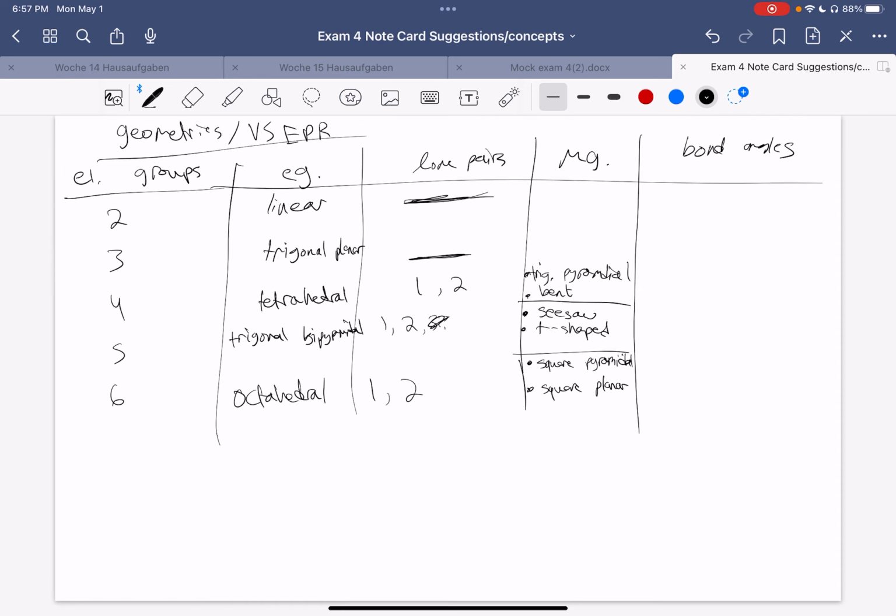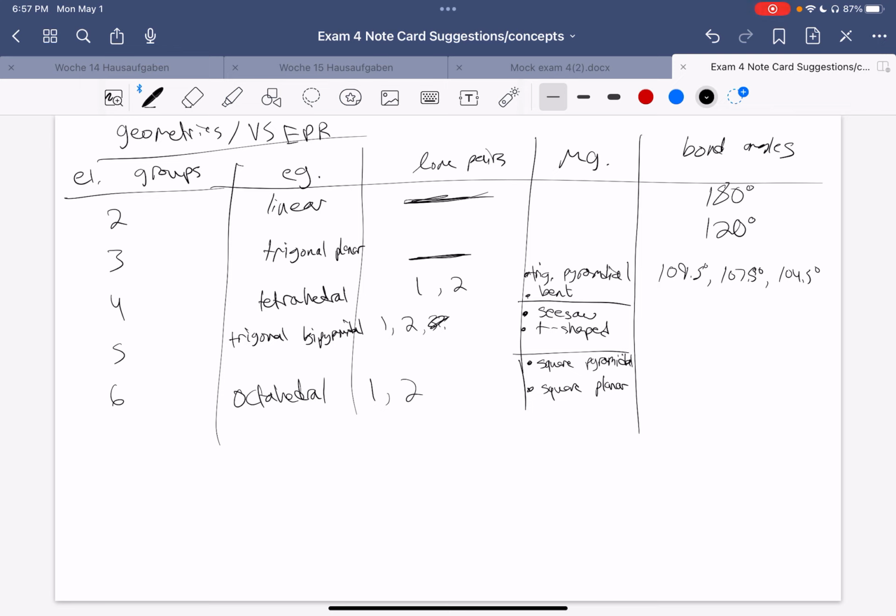And then bond angles for something that is linear, you'll have 180 always. For trigonal planar, you'll have 120. For tetrahedral, you'll have 109.5, 107.5, 104.5, depending on how many lone pairs there are.